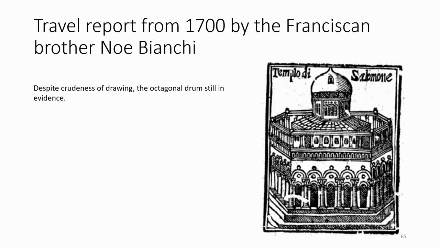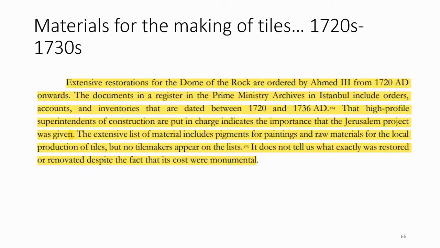We have a travel report from 1700. Again, we see evidence that the drum is still octagonal. Now we also see evidence from the 1720s, 1730s of materials being used for the Dome of the Rock, which would be consistent with making tiles. AJ Deus says that extensive restorations for the Dome of the Rock are ordered by Ahmed III from 1720 onwards.